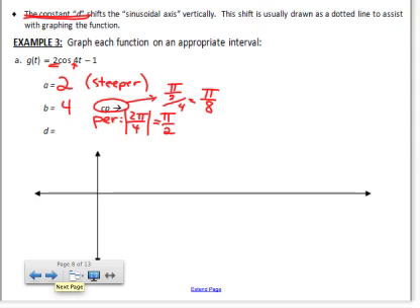Okay, so that's what I'm going to mark off on every increment on my axis, in units of pi over 8. And the D is -1, which means we're going to go down 1. So, first thing is, let's graph our vertical shift.